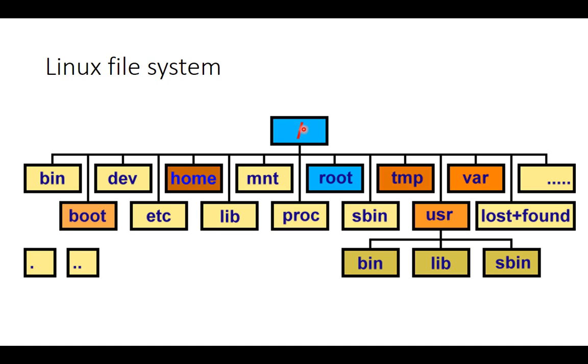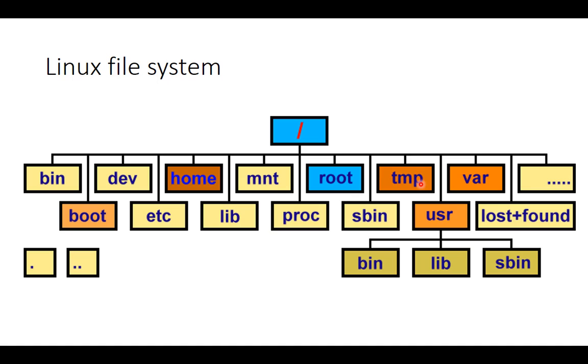So this root contains directories like bin, and this directory holds the binary files, like the binary executable files that you can find on your operating system, basically on Linux. And this is for the devices. And this is the home directory, which holds all the users' home directories. And this is the mount directory, where the external devices are mounted. And here is the root directory. This is for the root user's home directory.